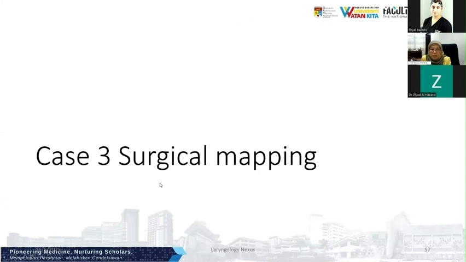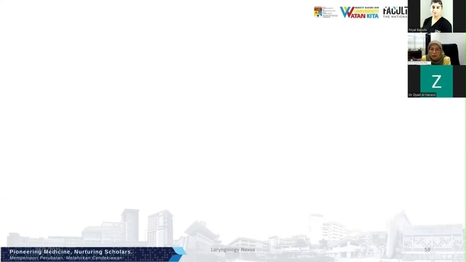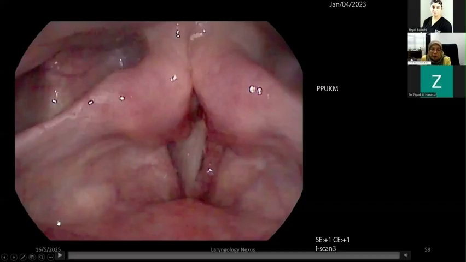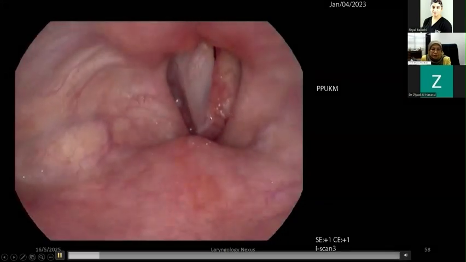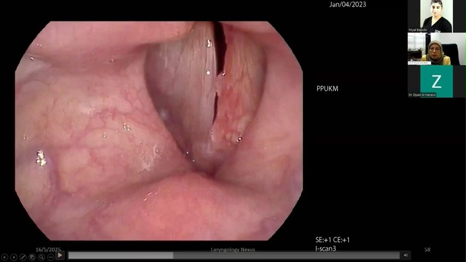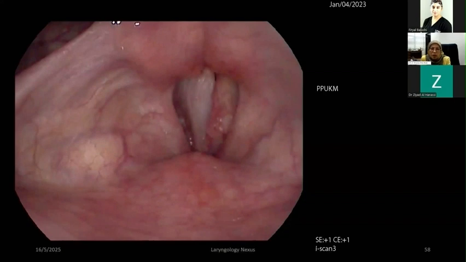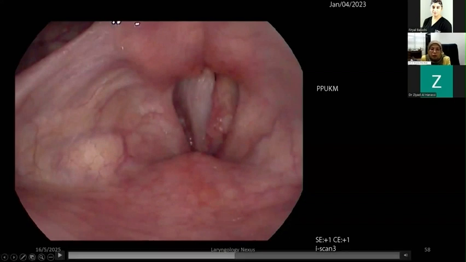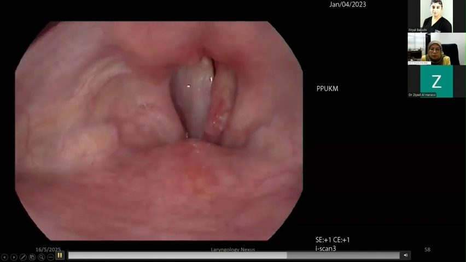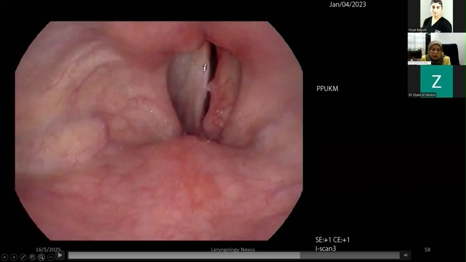Case number 3, the last one, it is useful for surgical margin, surgical mapping. As I said, if you want to get a good outcome when you want to perform CO2 laser resection of early glottic carcinoma, it is useful for you to map the site of this patient. Look, there's no vibration on the left vocal fold compared to the right vocal fold. It shows that the tumor has involved deeper. It has involved the vocal ligament. This is done together with eye scan 3.